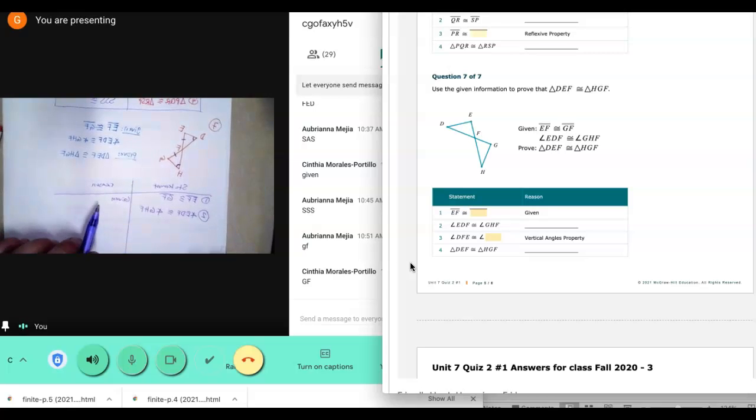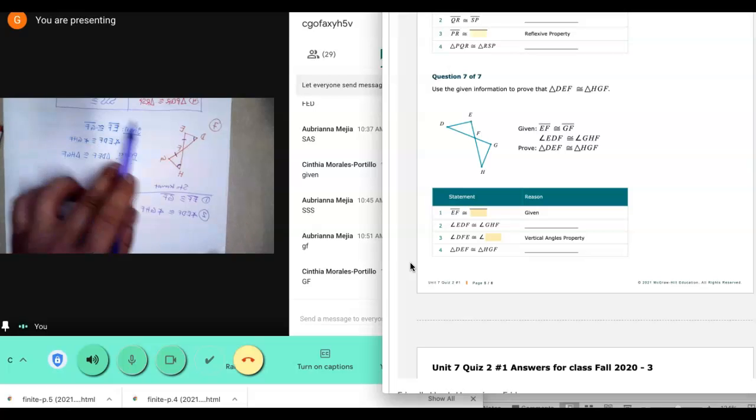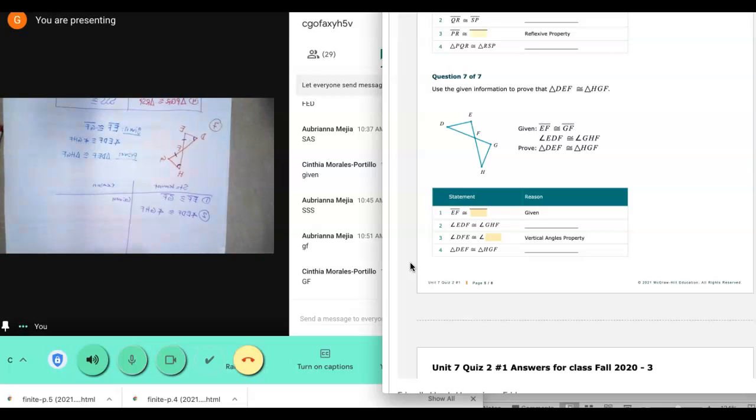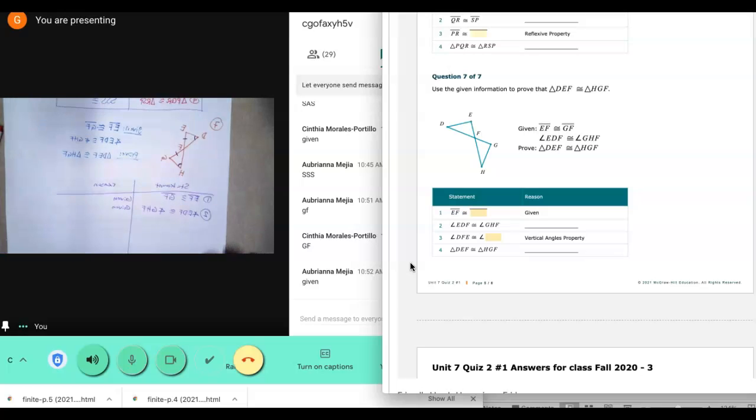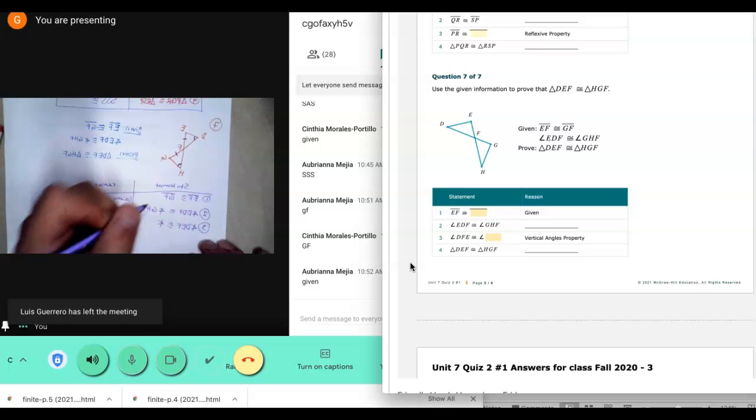And does anybody know the reason for that? Just look up here, and your reason might just pop out at you. How do we know that these two angles are congruent? Okay, thanks for that check in there, Aubriana. Yeah, that's given info. If you look at the given information, angle EDF is congruent to angle GHF. Number 3, angle DEF is congruent to angle blank.